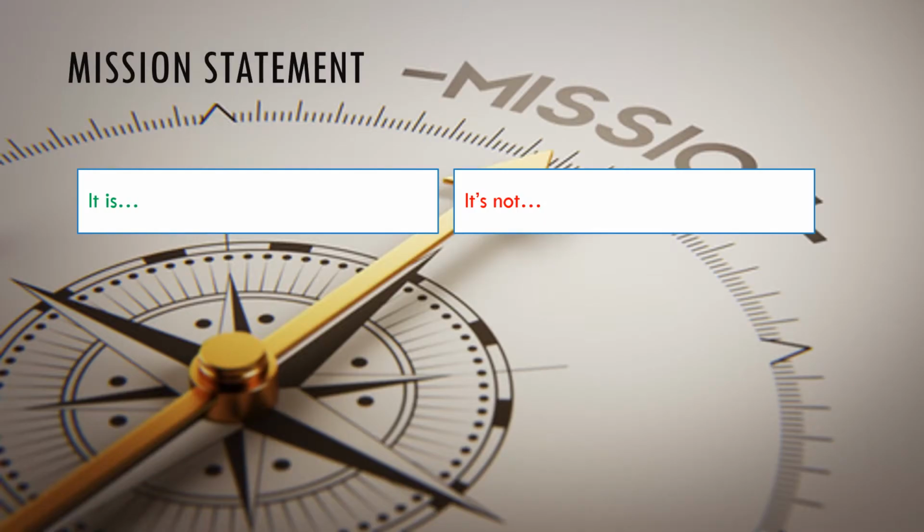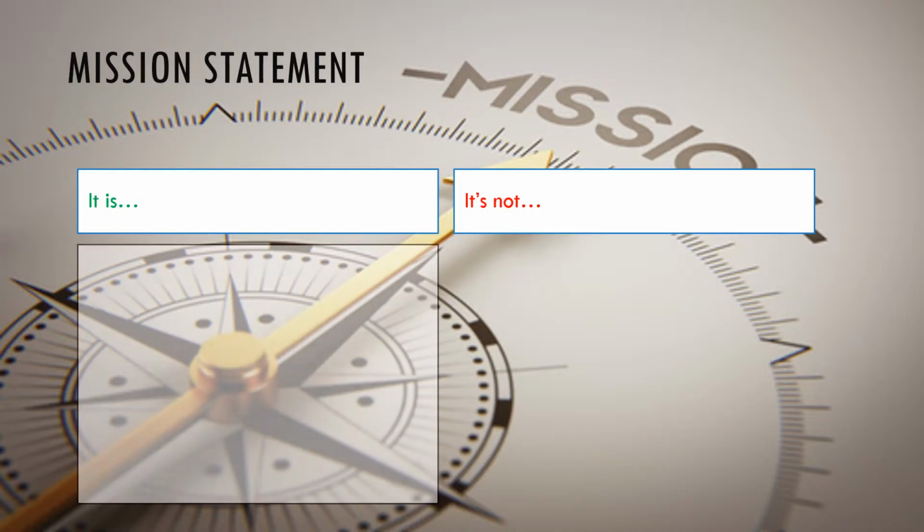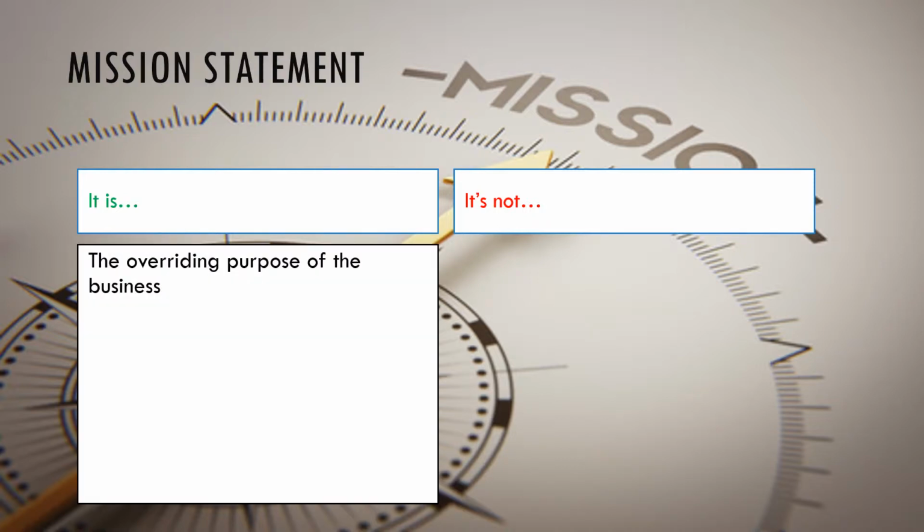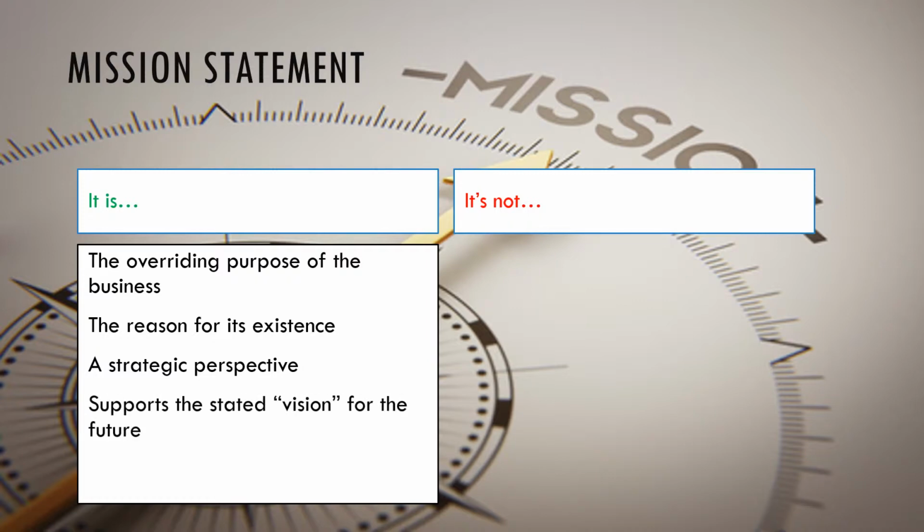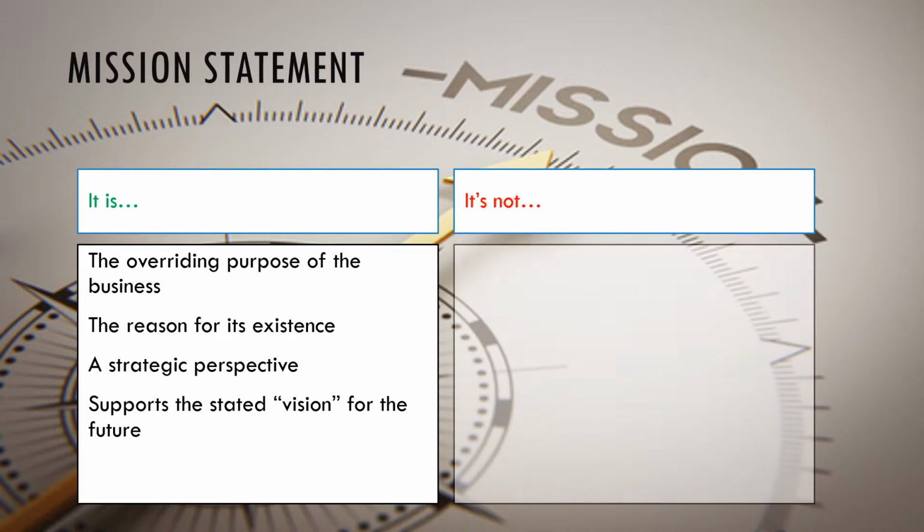So let's start at the top here with the mission statement. What is a mission statement? It is the overriding purpose of the business. It's the reason for its existence. It gives some idea of the strategic perspective, what the strategy is going to be in the future, what we want to get to, and it supports the stated vision for the future.